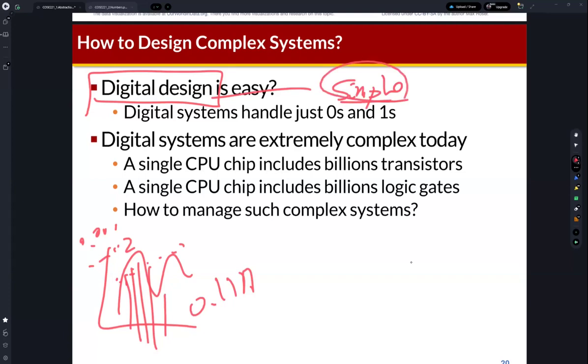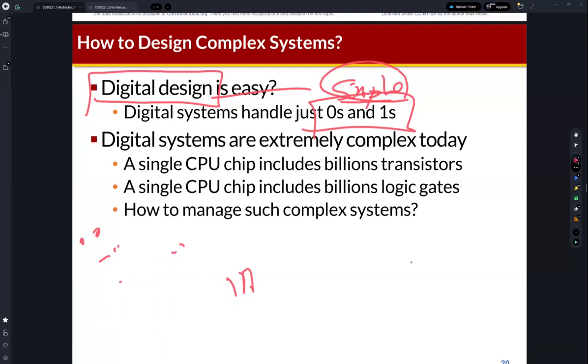So we convert complex signals or complex data into simple digital signals or simple digital data, in order to build systems simpler, okay? So we can just handle the 0 and 1. But even though we build the system this way, we also know that our digital system includes many transistors, like billions of transistors.